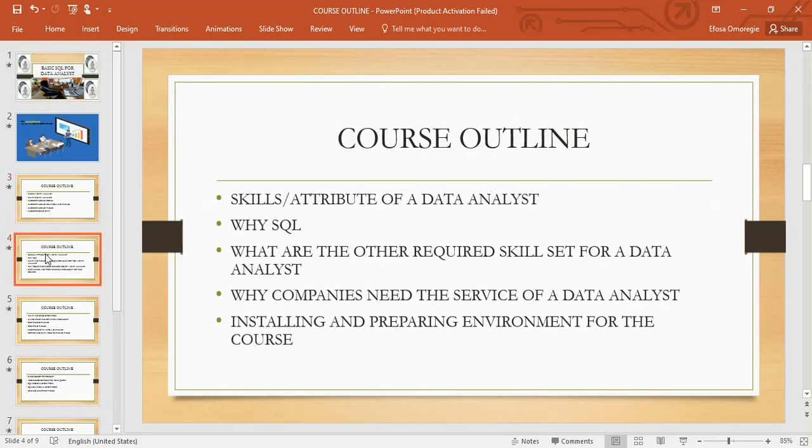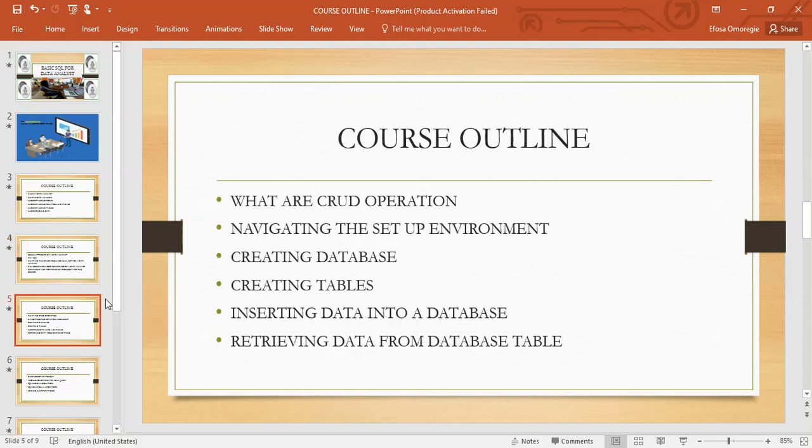So we're going to find out in this course what data is, and then your skills and attributes as a data analyst. You want to know all this before we go into the hands-on of learning SQL. So you as a data analyst, SQL is a skill that you need to acquire. Why SQL? We're going to talk about this. Why not something else? Why can't I just learn maybe Python or something else at this stage? Why SQL? Then what are the other required skills for data analysts? We're going to look at all of this and so many other things when we get to the hands-on part.